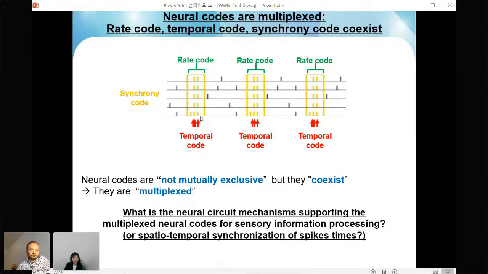So our question is, there is this synchrony code. The neurons are synchronized together, and within the synchronized activity, the individual spike timing exists, and overall there's a rate code. So what is the neural circuit mechanism supporting the multiplexing of neural code, using many different kinds of coding schemes altogether within a given spike train, for sensory information processing? How are these spikes spatiotemporally synchronized across time and space? Is there a neural circuit mechanism for this? Because if this is important for information encoding, there must be some network involved.